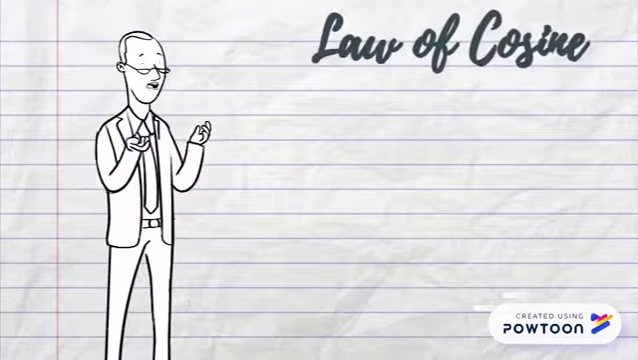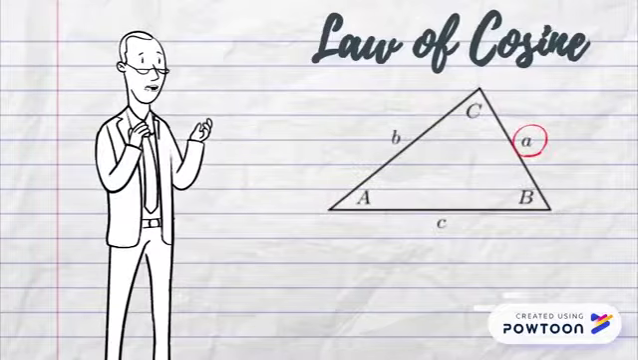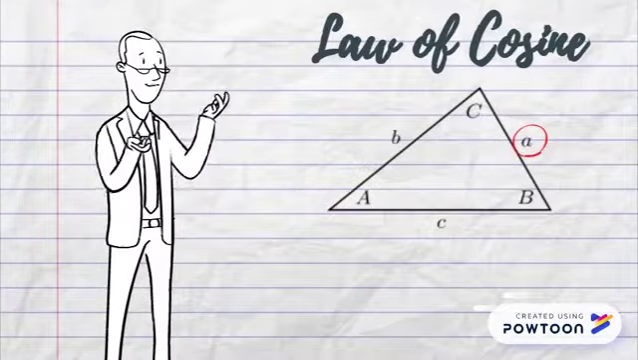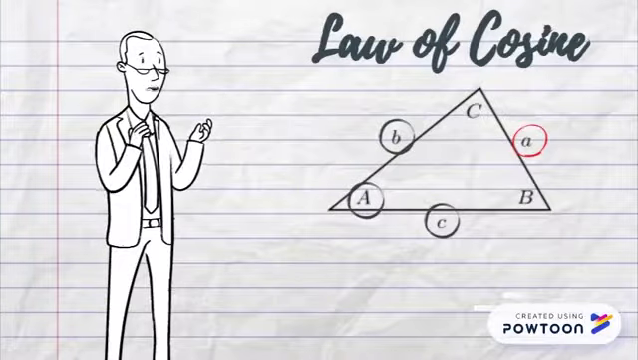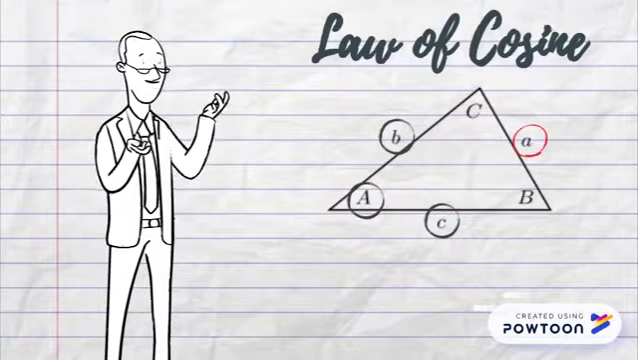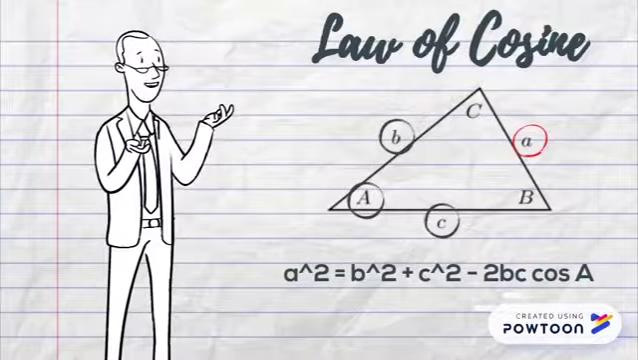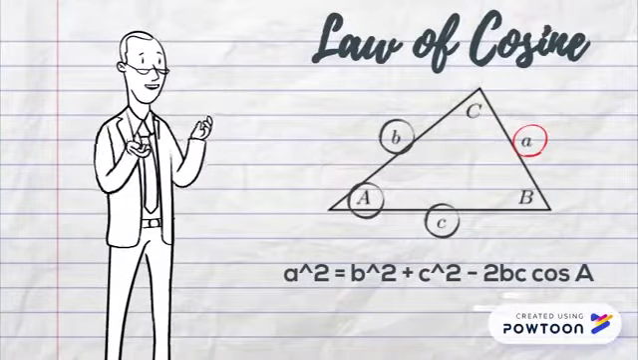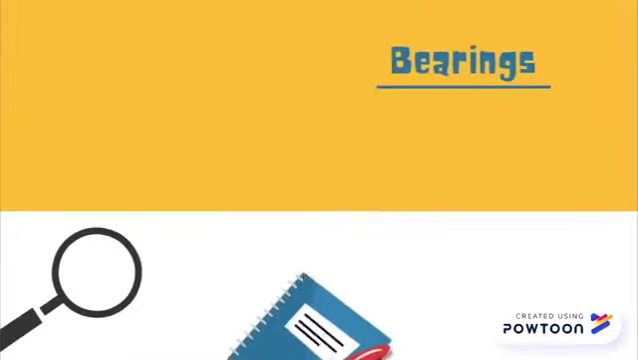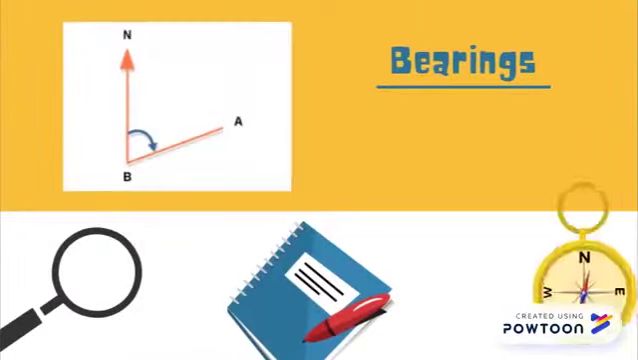Law of cosine lets us find an unknown side of a triangle using two known sides of the same triangle and the angle opposite to the side we don't know. The formula of the law of cosine is a squared equals b squared plus c squared minus 2bc times cosine A. We also need to understand the bearings, which are angles measured from the north point.